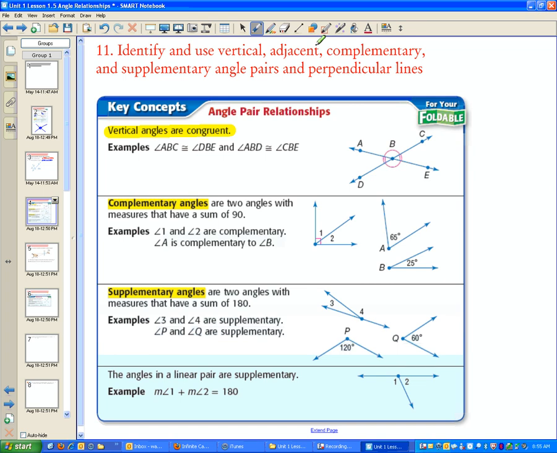So whenever you have a pair of vertical angles, they are congruent. Now, that doesn't mean that every pair of congruent angles are vertical angles, does it? It just means that if the angles are vertical angles, then they are congruent to each other.